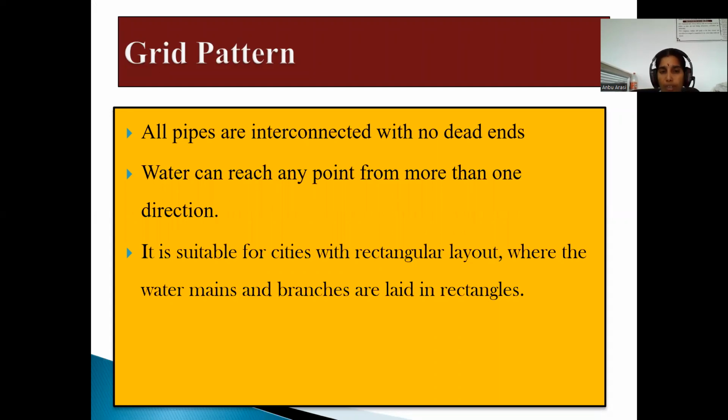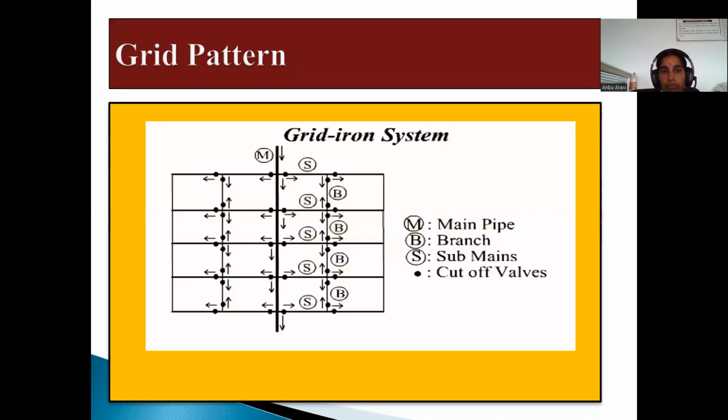Next pattern is grid pattern. All pipes are interconnected with no dead ends. Water can reach any point from more than one direction. It is suitable for cities with rectangular layout where the water mains and branches are laid in rectangles. This is the cross section of grid iron system. M is for main pipe, B for branch pipe, and S for cut-off valves. Submains.